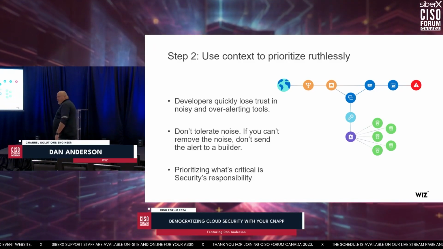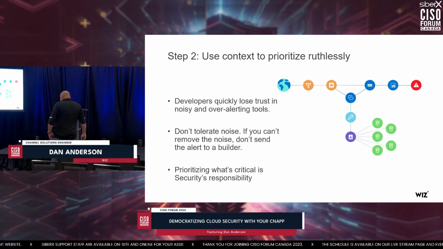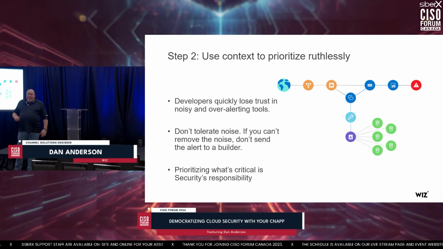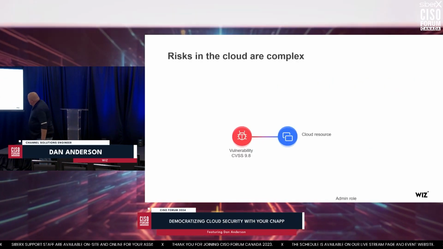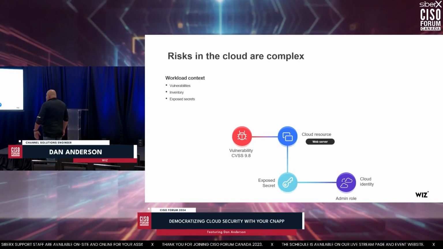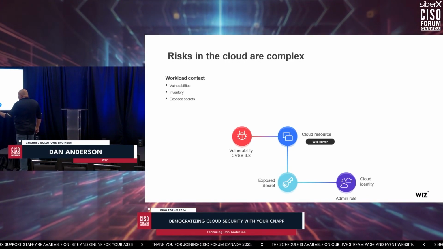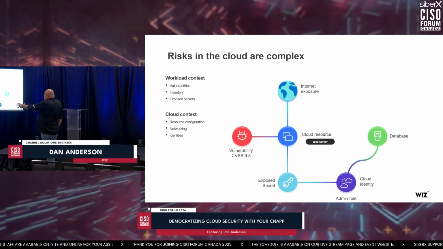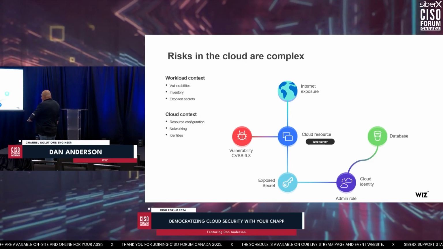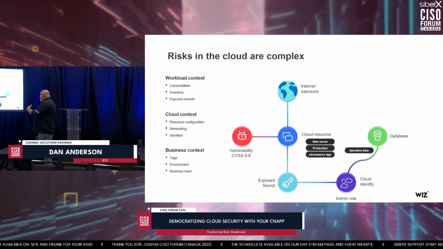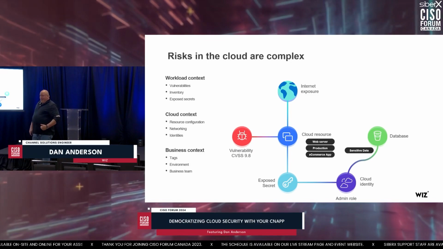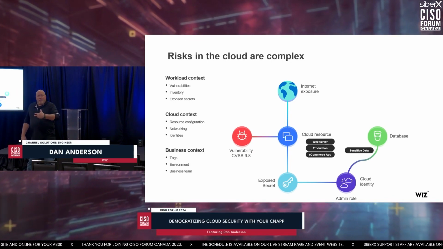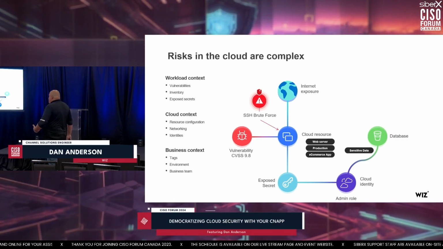So you have to go to where they live. And you have to be able to talk to them where they live. So prioritizing what's critical is security's responsibility, but they have to be able to speak to it, okay? Risks in the clouds are complex, right? It matters. Workload context, what vulnerabilities, where is it in the inventory? Do we have exposed secrets? The cloud context itself, right? So resource configuration, networking, identities, right? And then finally, the business context. What is it? What environment is it? Who owns it? What's it doing? Okay? All these things come together, right, to help understand what I should be actually looking at.